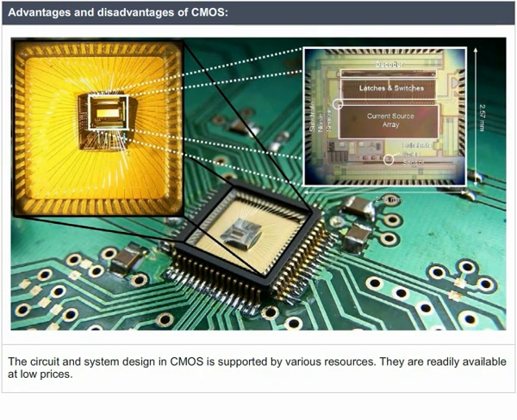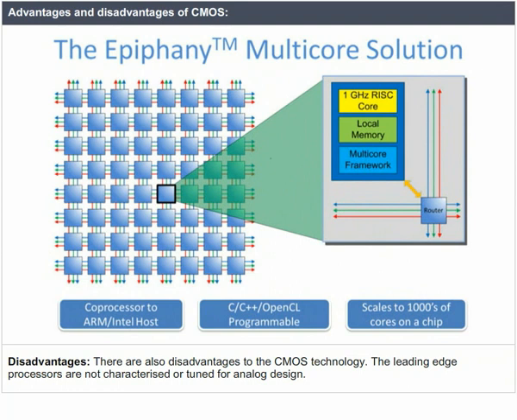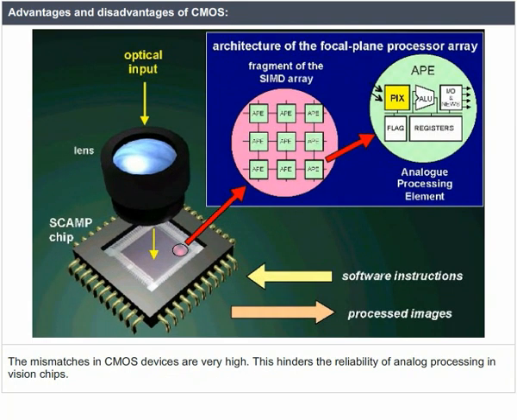Disadvantages. There are also disadvantages to the CMOS technology. The leading-edge processors are not characterized or tuned for analog design. The mismatches in CMOS devices are very high. This hinders the reliability of analog processing in vision chips.